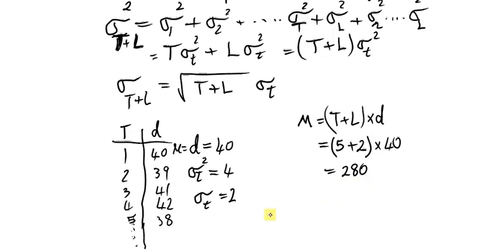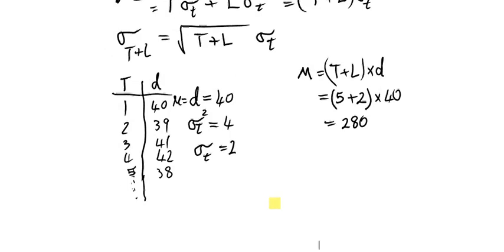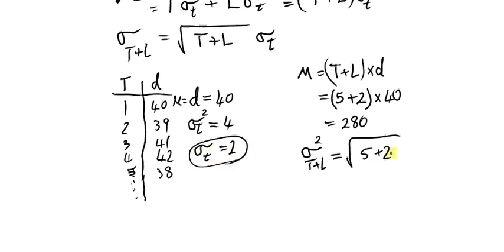But we don't live in an ideal world. So in a non-ideal world, we are interested in the variations of the demand during the whole lead time. So the standard deviation during T plus L would be the square root of 5 plus 2 multiplied by the standard deviation that we calculate based on past observations, and that would be 2√7.